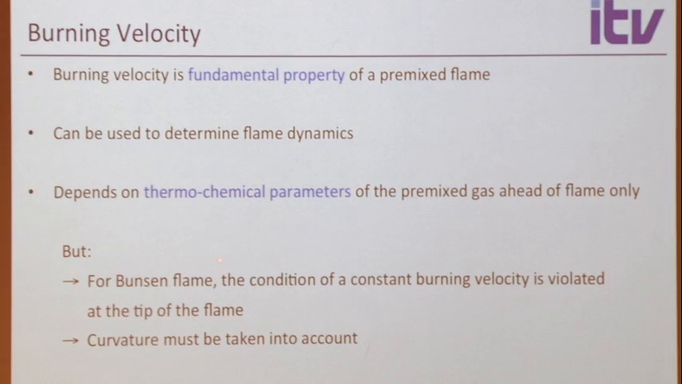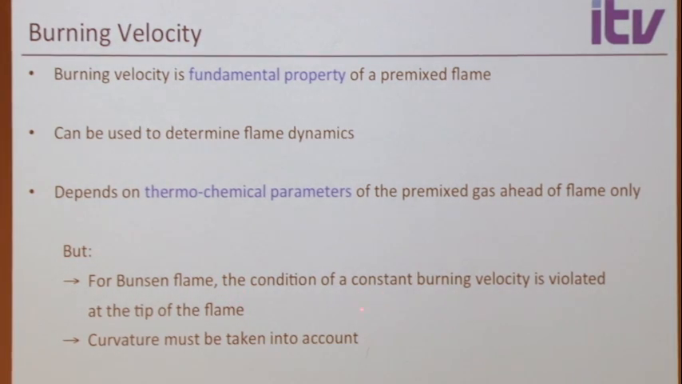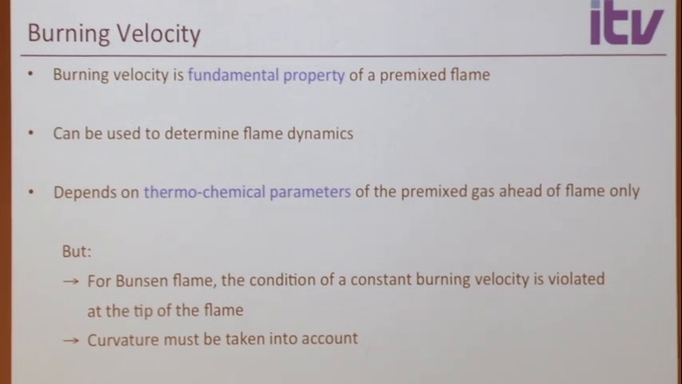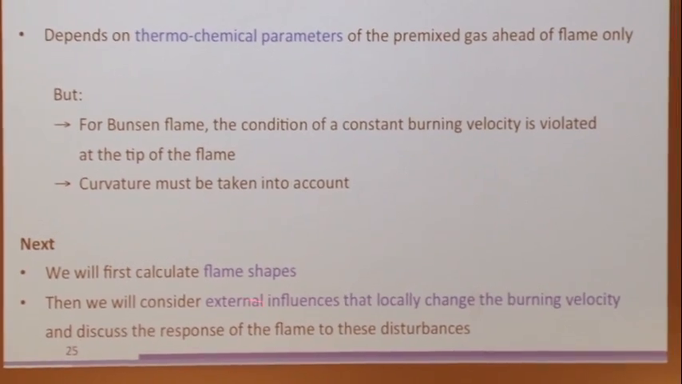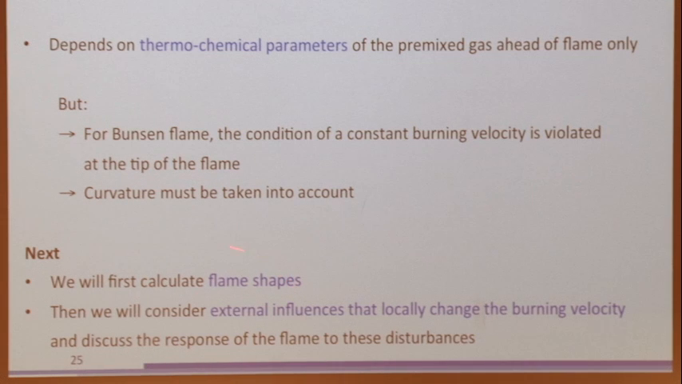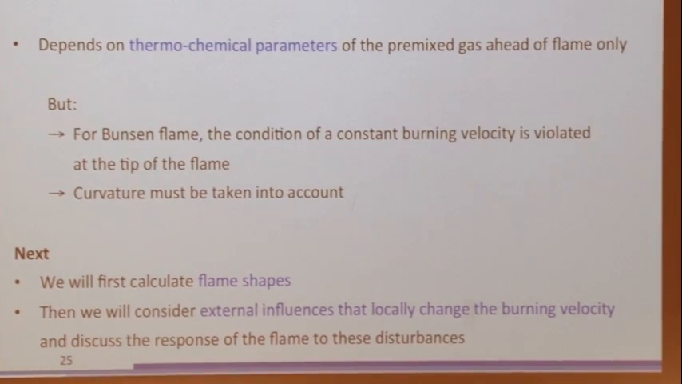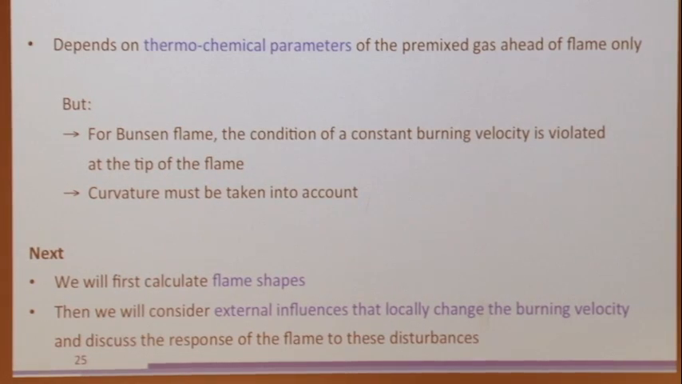But as I said earlier, the flame velocity is influenced by other parameters like curvature, and we see this very easily here in this Bunsen flame. And we need to consider things like curvature or the effect of the flow field on the flame. So now what we'll do next is, we'll look at the flame shape, so we'll look at how to compute flame dynamics. We derive an equation for this, and then we look at these external influences like curvature, Lewis number effects, and then also talk about flame instabilities.